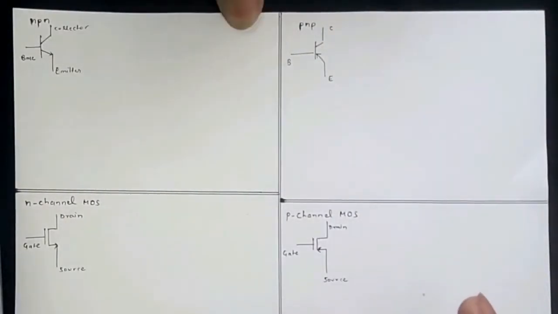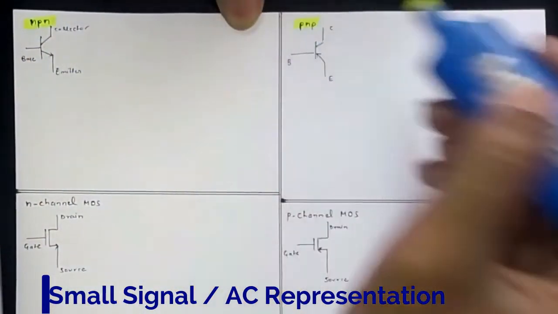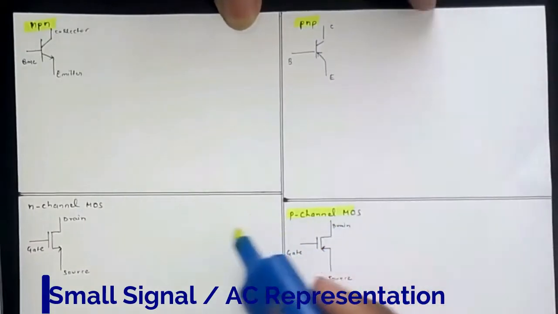In this lecture we will see the small signal representation of NPN, PNP, P-channel MOSFET and N-channel MOSFET.